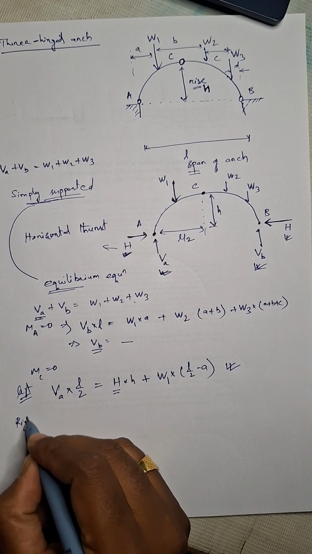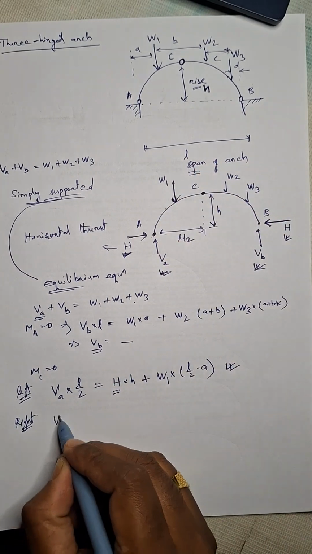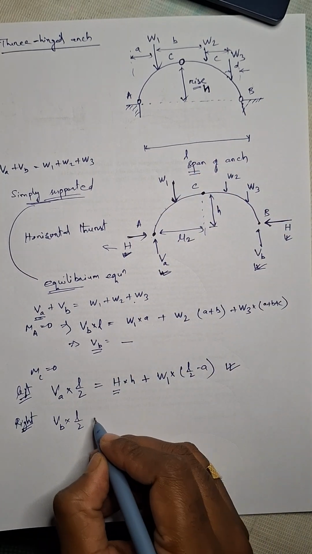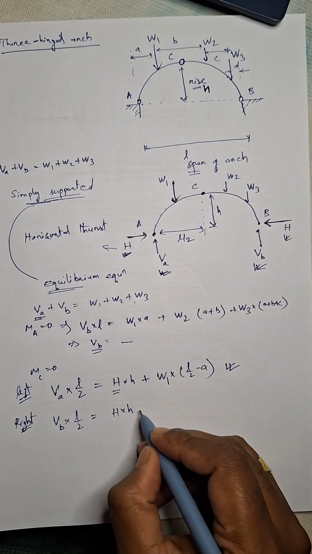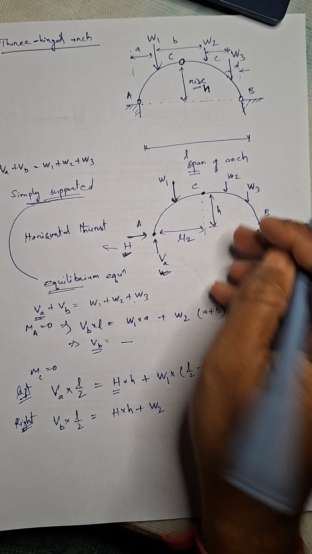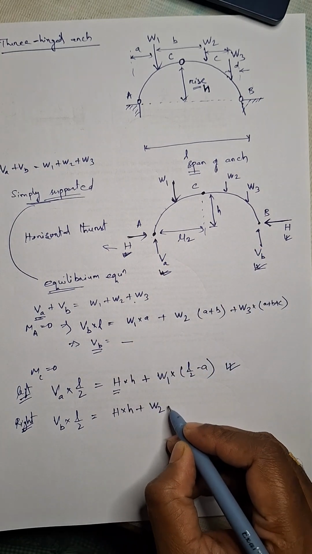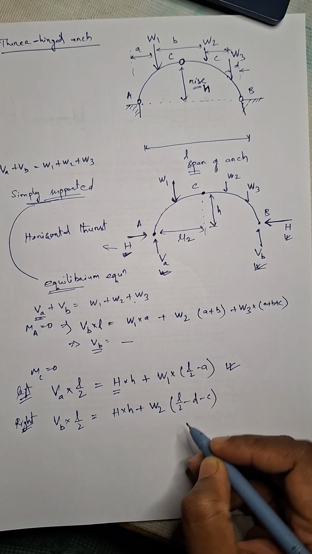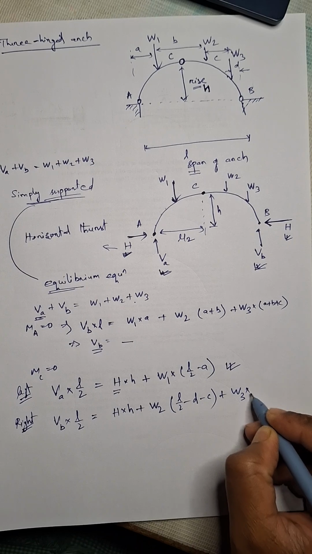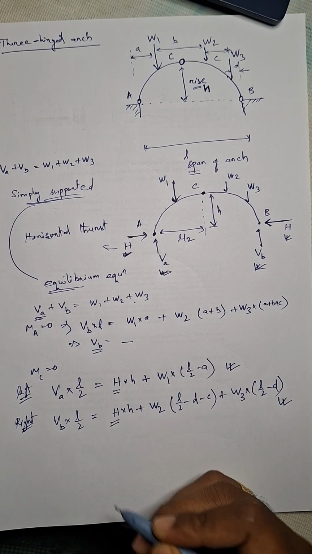If I consider the right side of the point C, so what will be the moment? So VB into L by 2 must be equal to H into h, then plus W2 into this distance, L by 2 minus this distance. What will be the distance? This will be L by 2 minus d minus c. Similarly W3 into L by 2 minus d. So we can solve either of these two equations to find the value of H.